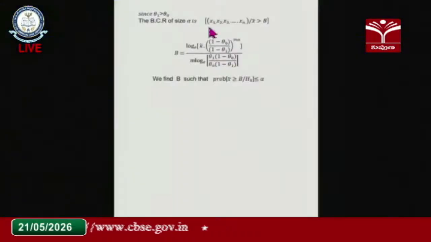So the best critical region is x bar greater than b. You have to find this b value, which is based on the given simple hypotheses. This is applicable under Neyman-Pearson only, for simple testing of hypothesis, H0 against H1.